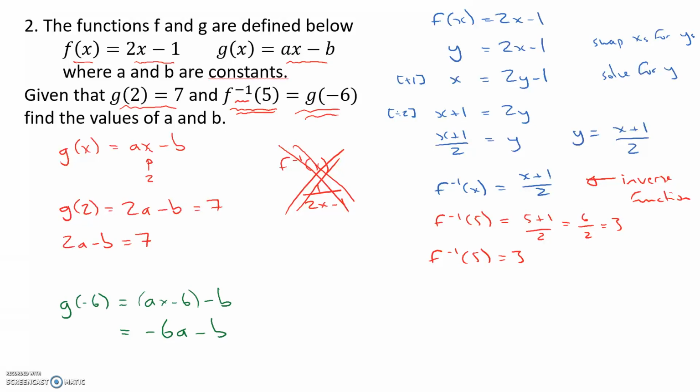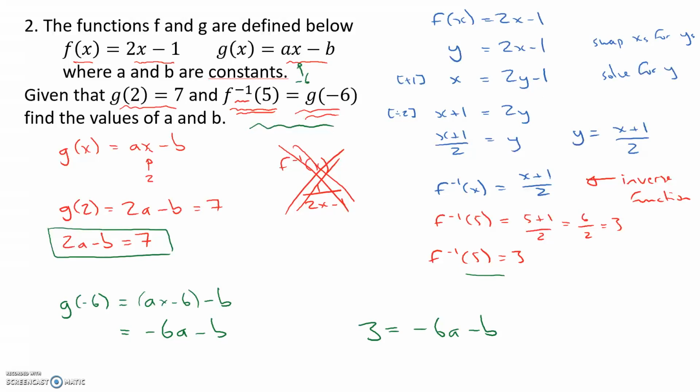So that says a times minus 6, that's messy. We've substituted minus 6 into the x value. That gives me minus 6a minus b. So g of minus 6 is equal to minus 6a minus b. But g of minus 6 is equal to f minus 1 of 5. So we know that f minus 1 of 5 is 3. That's here. So 3 is equal to g of minus 6, which is minus 6a minus b.